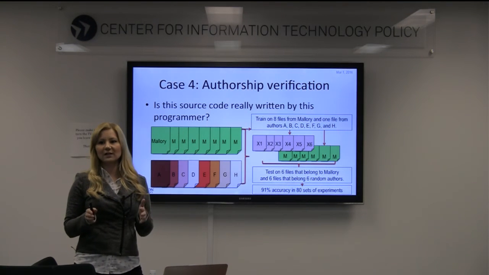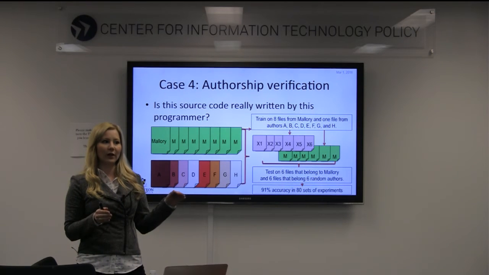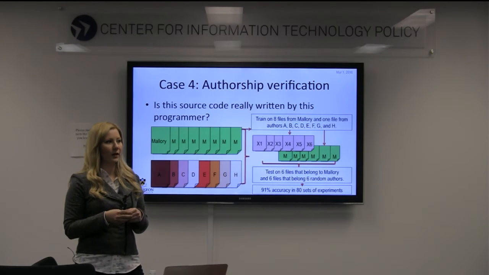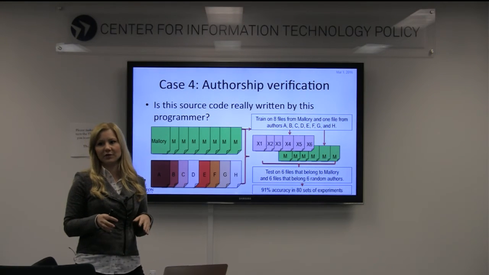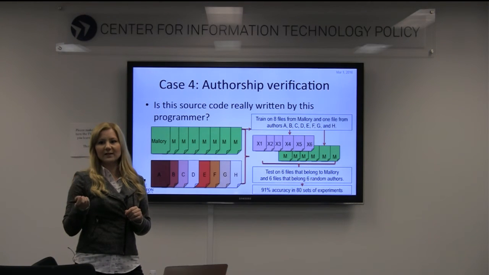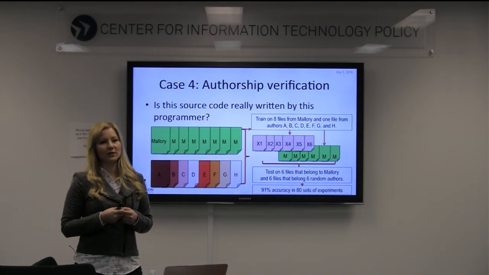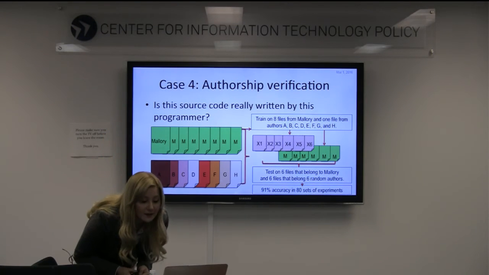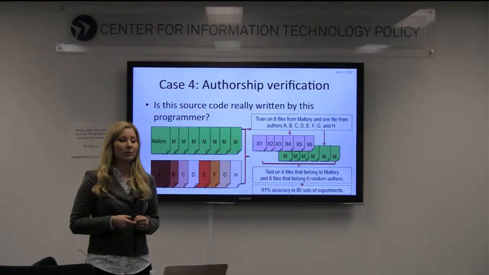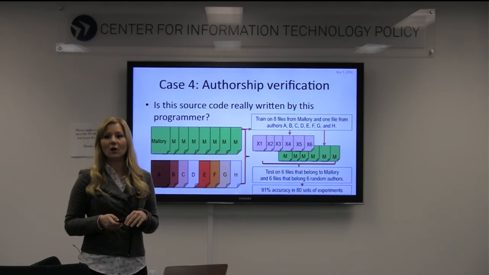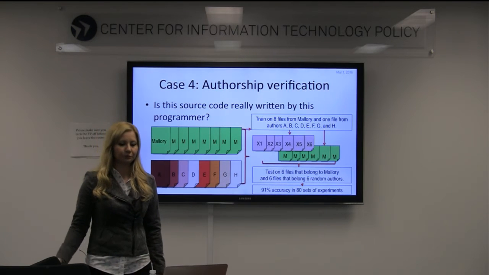We train a classifier to represent Mallory, the employee, and also the outside world. And here we take samples from Mallory's previous code, and we also take samples from random programmers, which would represent the outside world. And then we take the test sample, which is being disputed, and we try to attribute it and see if it really belongs to Mallory. In this case, we had 80 different sets of such experiments, and we were able to get 91% accuracy in correctly verifying that the code belongs to Mallory or it belongs to the outside world.